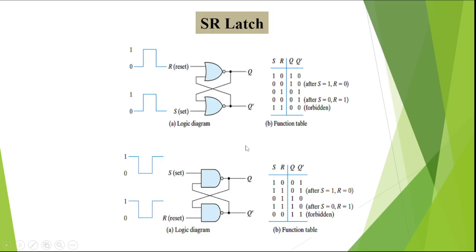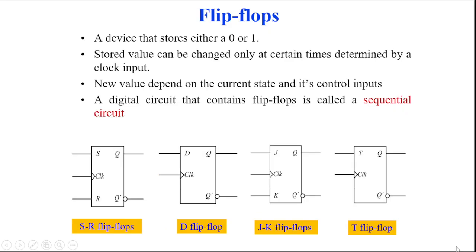For the previous state, whenever it goes to 0 0, whatever the previous output was, that will remain the same. See here, in 1 0, it is the set state. Whatever it is, if it goes to 0 0, it remains the same. In the reset state, it remains the same. In 1 1, it is called the forbidden state.